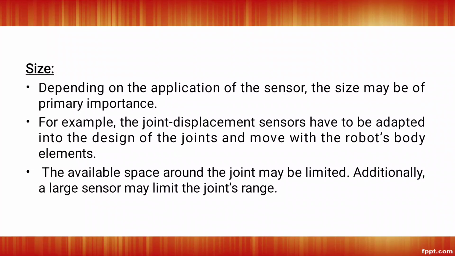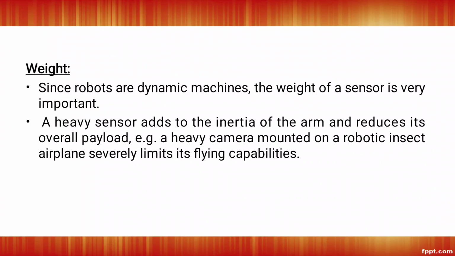The basic example I have given here is that the joint displacement sensor has to be adapted into the design of joints and move with the robot body elements. So if the available space is limited for a system, the component size may be small. And the weight: according to our prototype, the weight of the sensor may be less, and it is considered very important for the movement of the arm and all in a robot. So the weight of that sensor may be small.